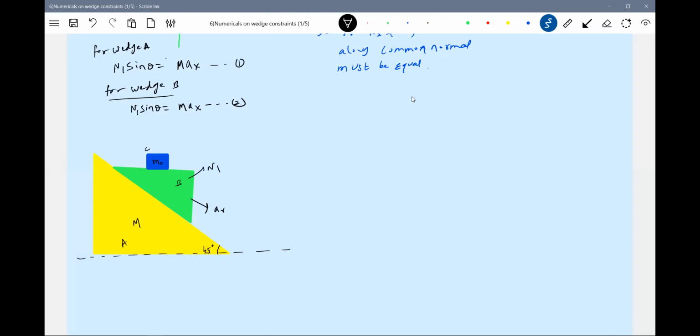As usual, this will be normal contact, and we know this will be acceleration AX. I need not show all the forces, but N2 will also come into the picture. What is the force that will act along the incline? mg sin theta plus N2 sin theta. And the forces acting perpendicular to the incline? mg cos theta plus N2 cos theta.